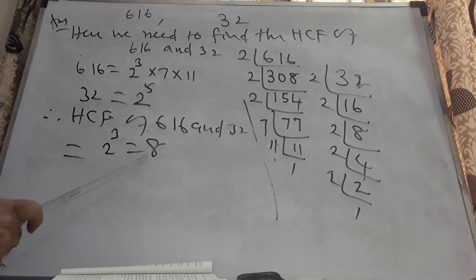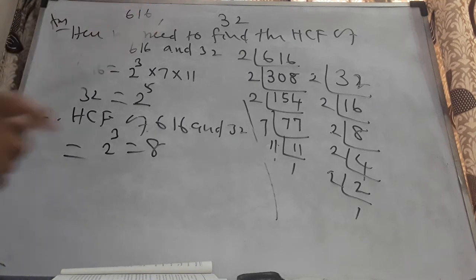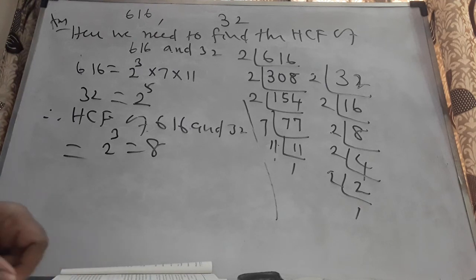Now, the maximum number of columns in which they both march uniformly will be 8. That's the meaning. 8 will be the maximum number of columns in which they will be marching uniformly. Therefore, I did one word problem on the application of LCM, and one word problem on the application of HCF also. We'll continue in the next video with some more problems and that concept also.